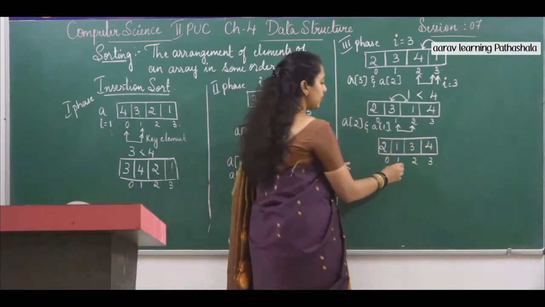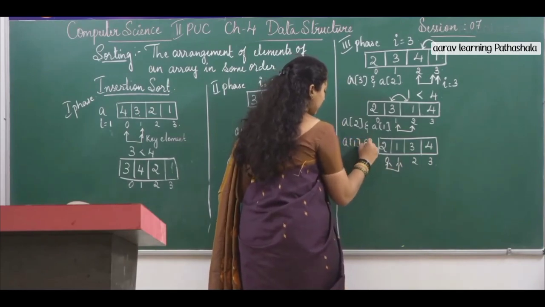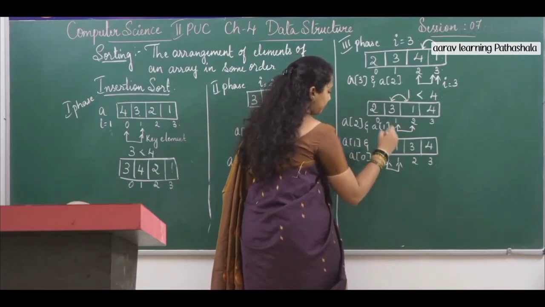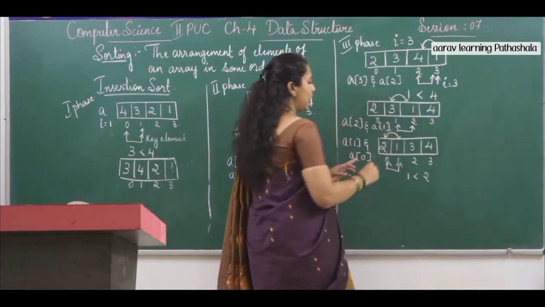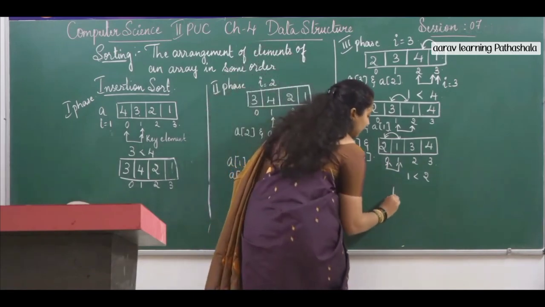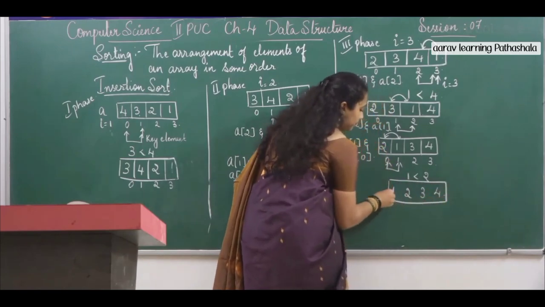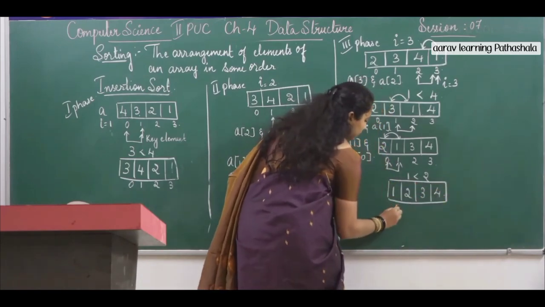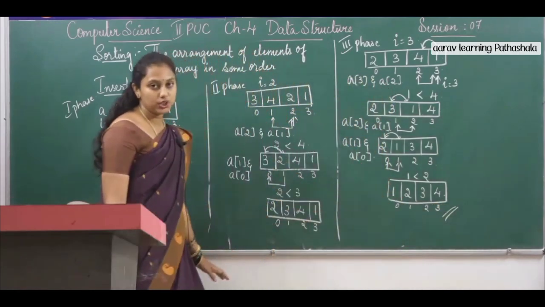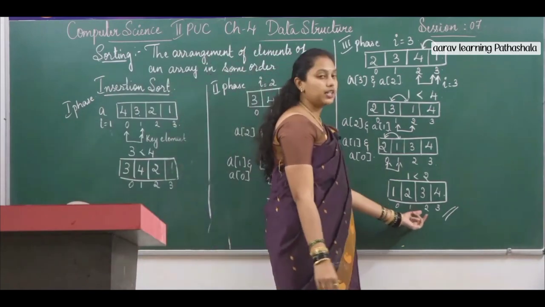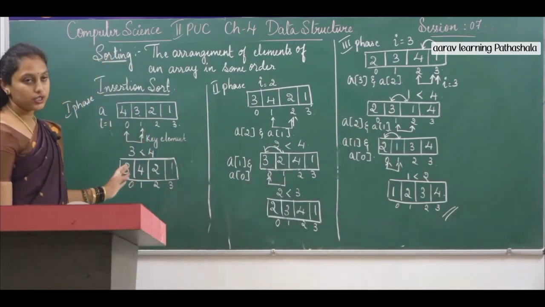Next we are comparing A of 1 and A of 0. That is, 1 is less than 2, hence we are swapping these two array elements. That is 1, 2, 3, 4. This is the output of the last iteration. See here, the array elements got sorted. This is how we have to do sorting using insertion sort.